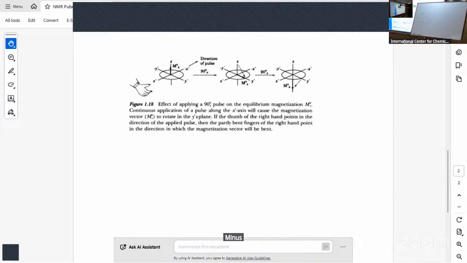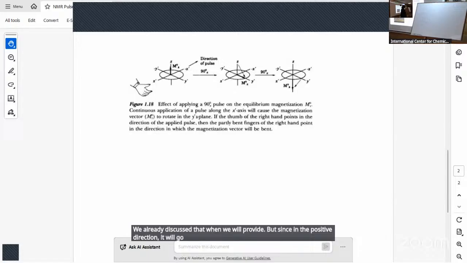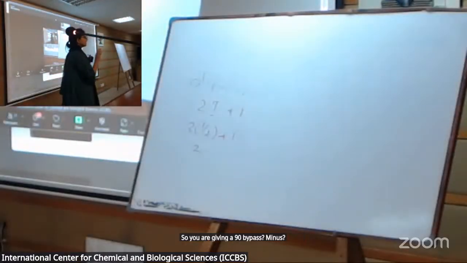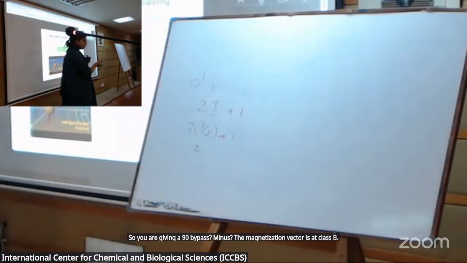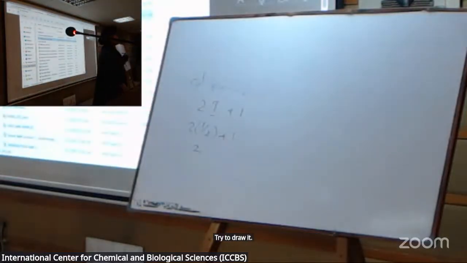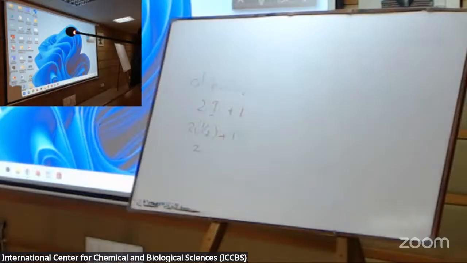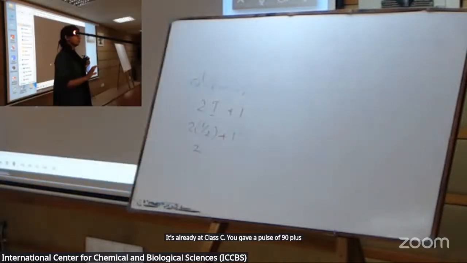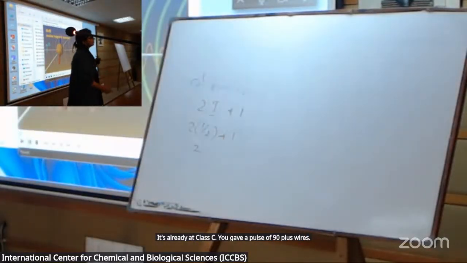Not at minus X. You are applying a 90 plus Y pulse. We already discussed that when we provide pulses in the positive direction, it will move in the positive plane. So you are giving a 90 Y pulse. Where is minus? The magnetization vector is at plus Z. Try to draw it. It's already at plus Z. You gave a pulse of 90 plus Y.